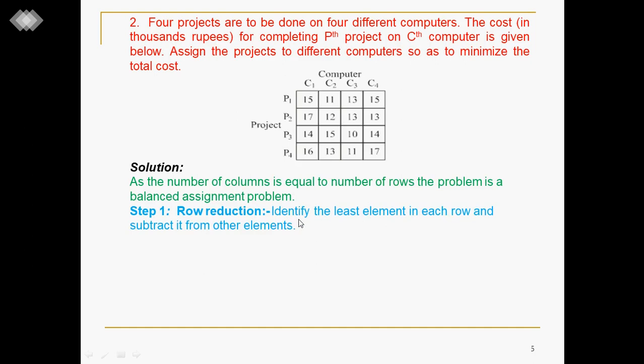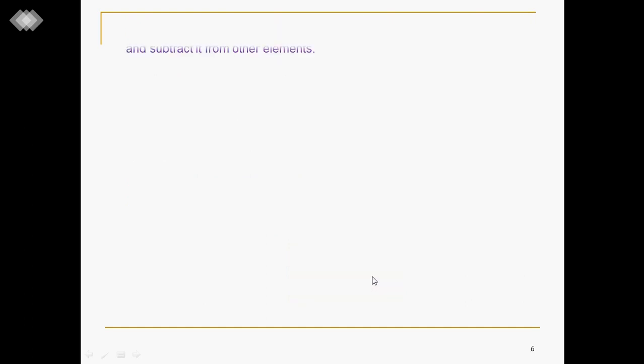So step 1, row reduction. As we discussed in the previous problem, identify the least element in each row and subtract it from all the other elements. Do it for all the rows. This is the row reduced matrix. Same thing you have to do for columns. Identify the least element in each column and subtract it from the other elements.